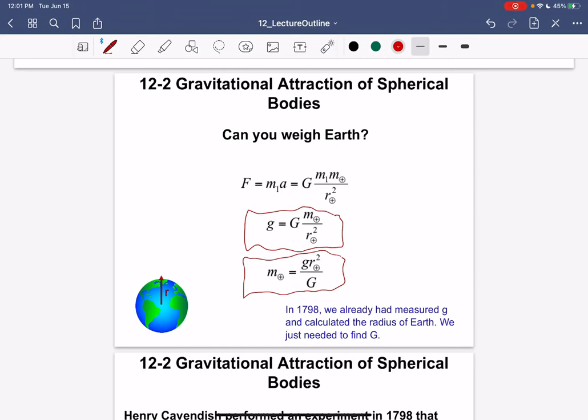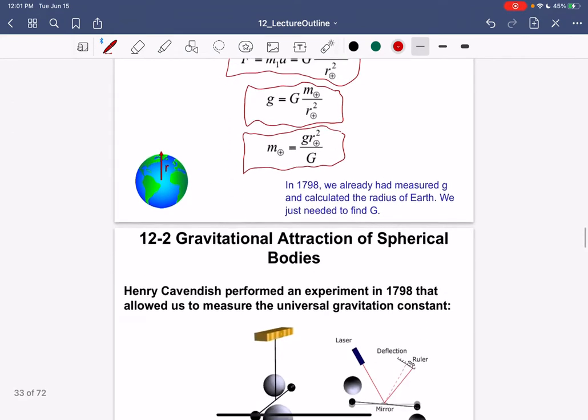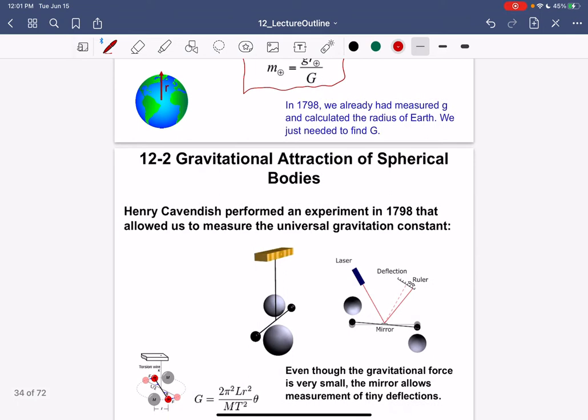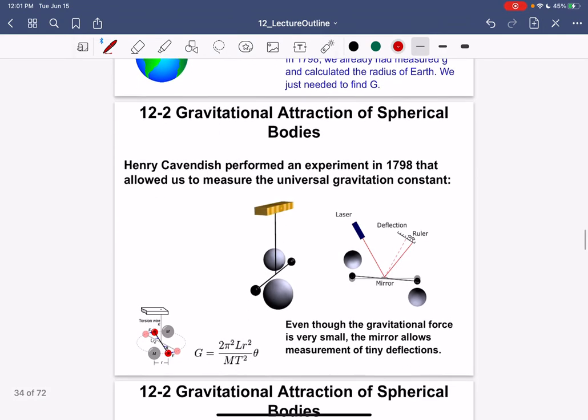I will say this equation is very powerful. It is one of the equations that enabled us to measure the masses of the Earth, the Sun, and all the other bodies. In 1798, we had already measured the radius of the Earth. We just needed to find the universal gravitational constant.